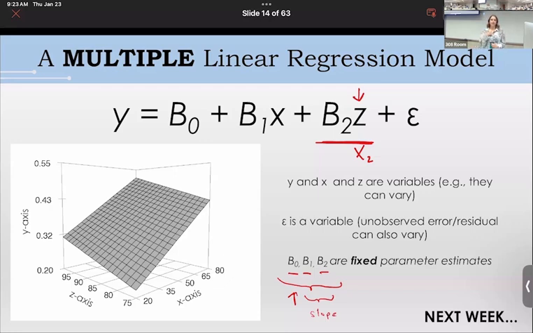I, for simplicity's sake, will just call them X1. So B1, X1, B2, X2, B3, X3, just to keep it simple until we get to moderation, and then I'll mess with you. Cool. Questions so far? We're not going to do this until next week.